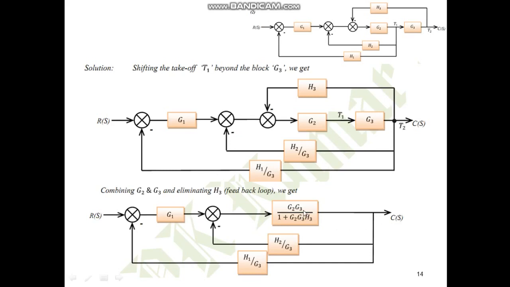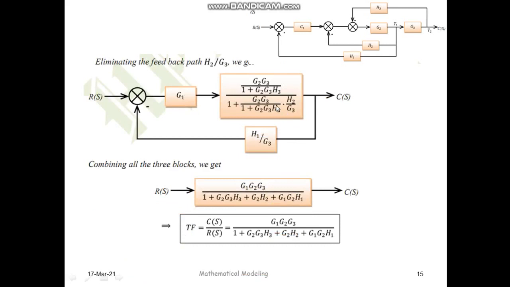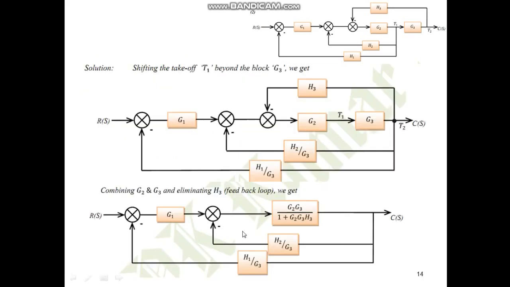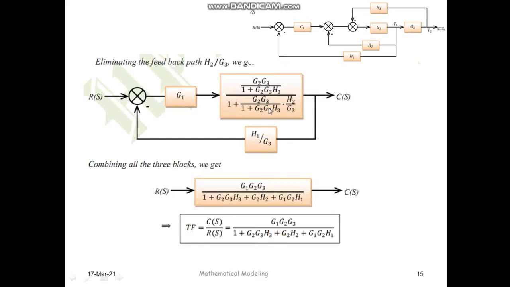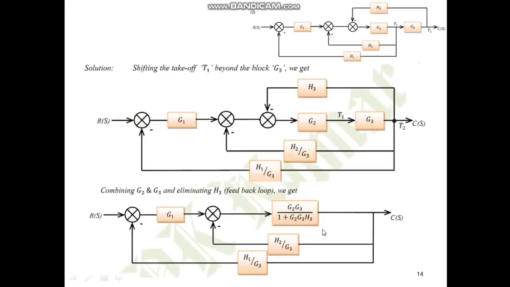So what we can do now is write this as G2 G3 divided by 1 plus G2 G3 H3, divided by 1 plus, because this H2 divided by G3 is negative, so we write 1 plus this complete term into H2 divided by G3. You can see over here what I have done. I have taken this transfer function as it is in the numerator, which is divided by 1 plus this transfer function again into H2 divided by G3, because H2 divided by G3 is connected in the reverse line.